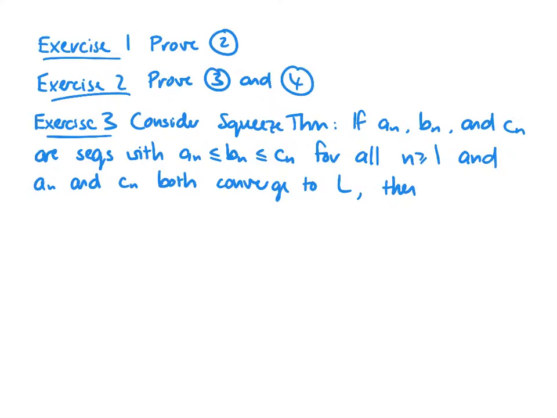Then B sub n gets squeezed between the two, right? That's why it's called the squeeze theorem. Then B sub n also converges to L. So there are a lot of conditions. Most of this statement is just a lot of conditions, saying something about the sequences, saying something about convergence for A sub n and C sub n, and then the conclusion is that B sub n has the same limit. So there are two parts to this exercise. So one is the following.